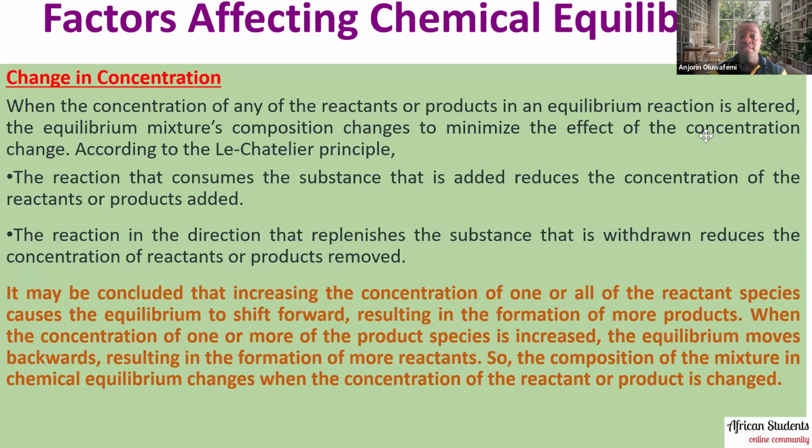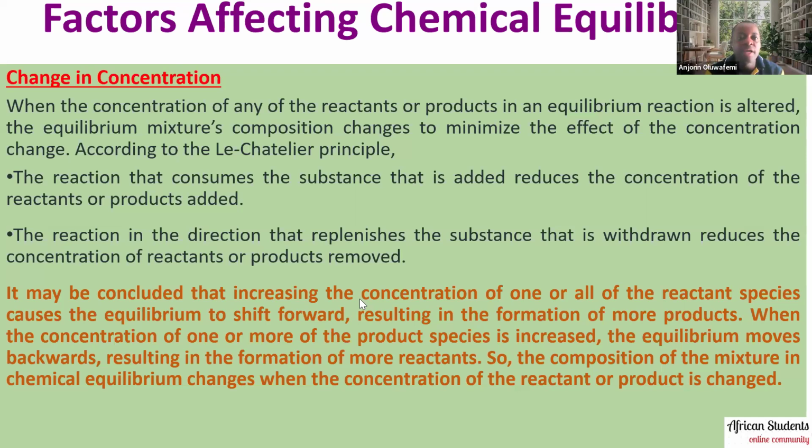Now, it may be concluded that increasing the concentration of one or all of the reactant species causes the equilibrium to shift forward, resulting in the formation of more products. When the concentration of one or more of the product species is increased, the equilibrium will do what? It will move backward, resulting in the formation of more reactants. So the composition of the mixture in chemical equilibrium changes when the concentration of the reactants or products is changed. Okay, good. So let's take note of that. So that is in terms of change in concentration.